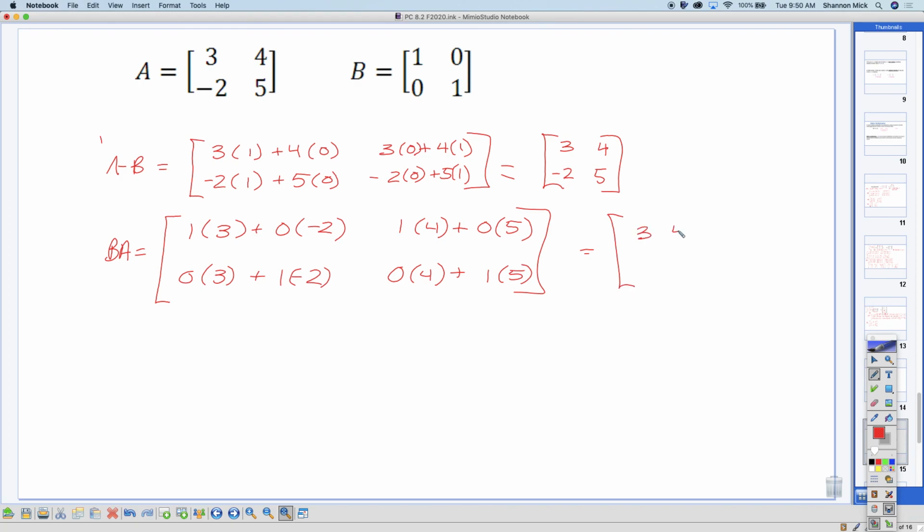Okay, so then what do I get? 3, 4, negative 2, 5. So in this case, was it commutative? Yes. Matrix multiplication by the identity is commutative, okay? But only by the identity. And does every matrix have an identity? No, because not every matrix is a square matrix, is it?